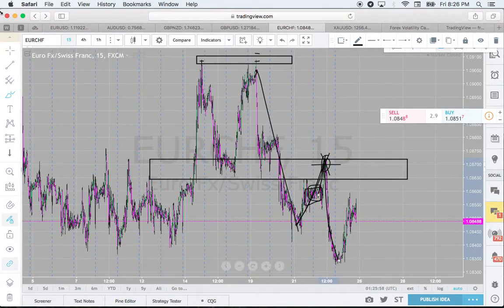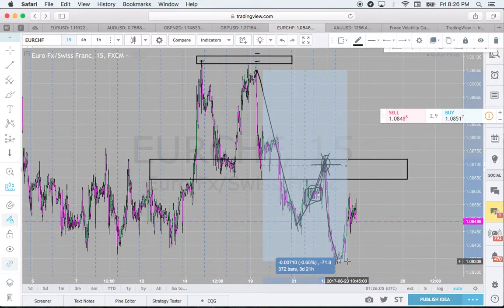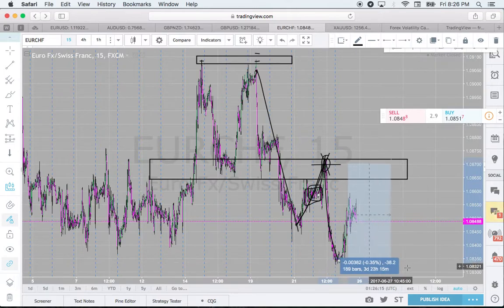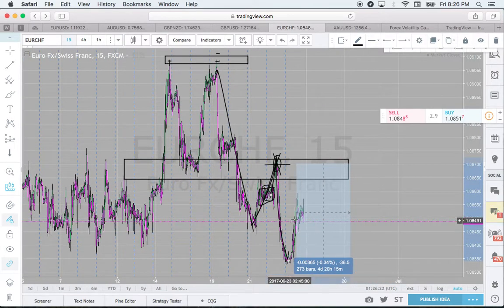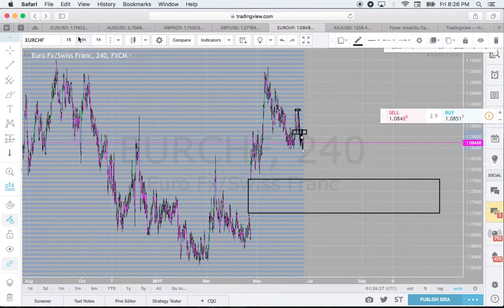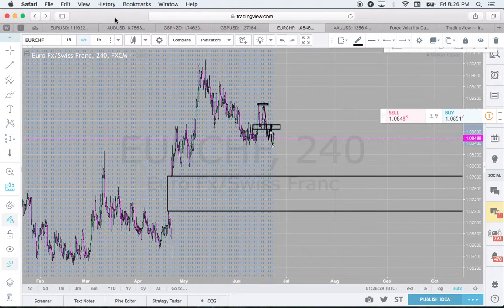So in total, we had 70 pips of profit in our first position, and then about 35 to 40 pips of profit in our second position. And we're still continuing to look to position ourselves more throughout the period of this trade.